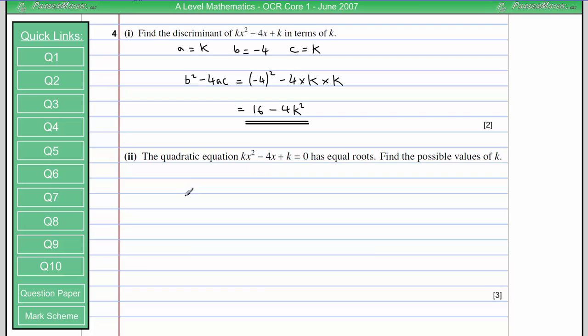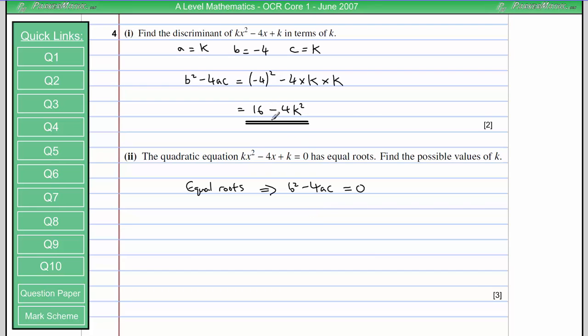Part 2. The quadratic equation kx squared minus 4x plus k equals 0 has equal roots. Find the possible values of k. Equal roots means it just has one root, and that's the case where b squared minus 4ac equals 0. So let's just write that down. Equal roots implies that b squared minus 4ac equals 0.